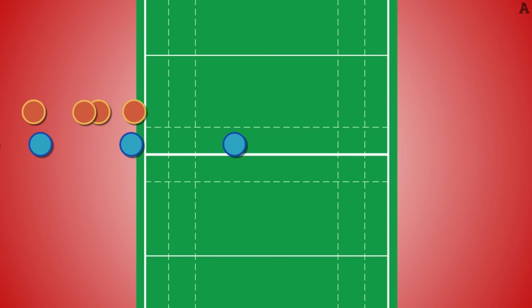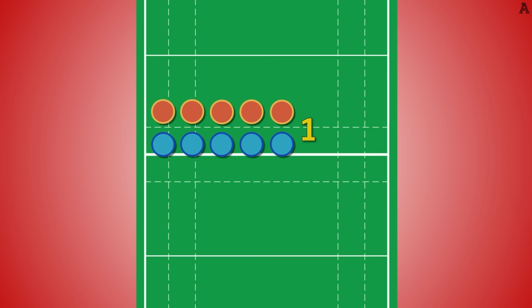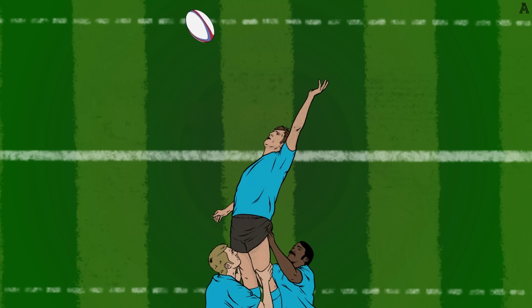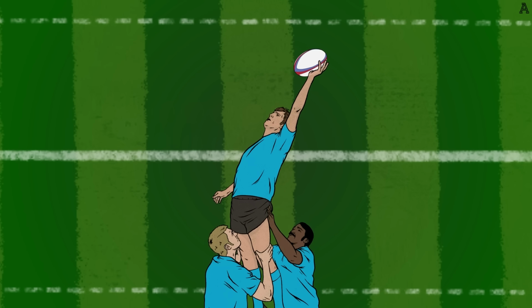A selection of forwards will line up perpendicular to the touchline, 1 metre apart, before the hooker throws the ball in between them to try and catch. In order to receive particularly high throws, players can be helped into the air by their teammates, but must be supported until they return to the ground for safety purposes.